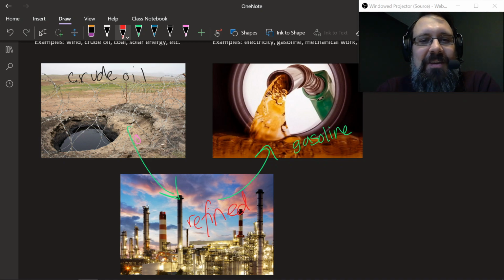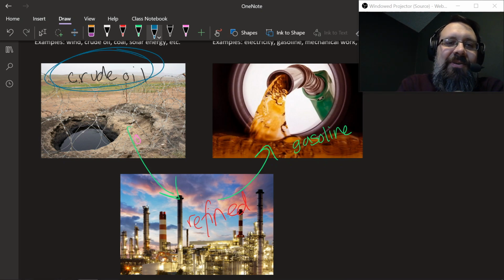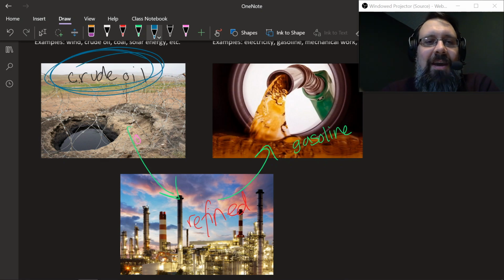Okay, so which of these three is the primary energy? Crude oil. So crude oil is your primary, and then we process it at a facility, and then it becomes gasoline. What do we call that? Secondary.